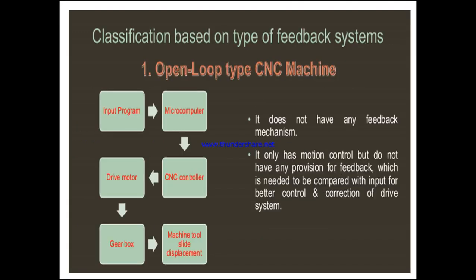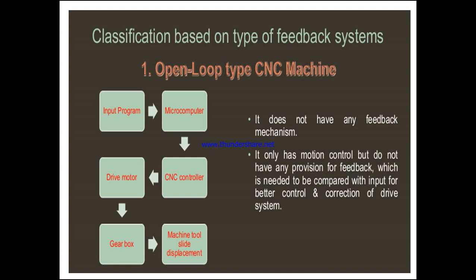Classification based on the type of feedback system, that is, open loop and closed loop systems. This is the open loop system CNC machine: the input program, the microcomputer, CNC controller, drive motor, gearbox and machine tool slide displacement. Here we have open loop. It does not have any feedback mechanism.